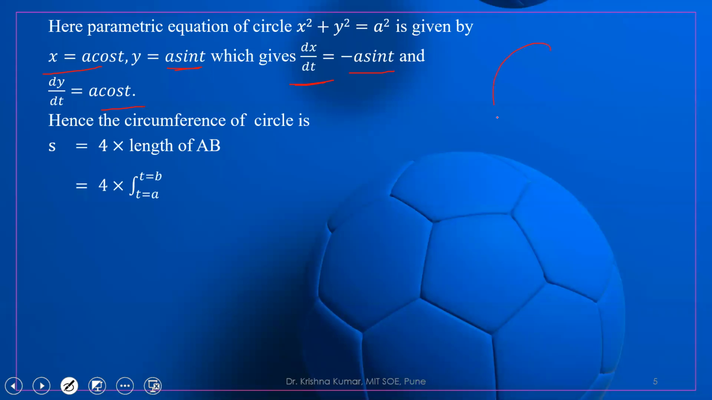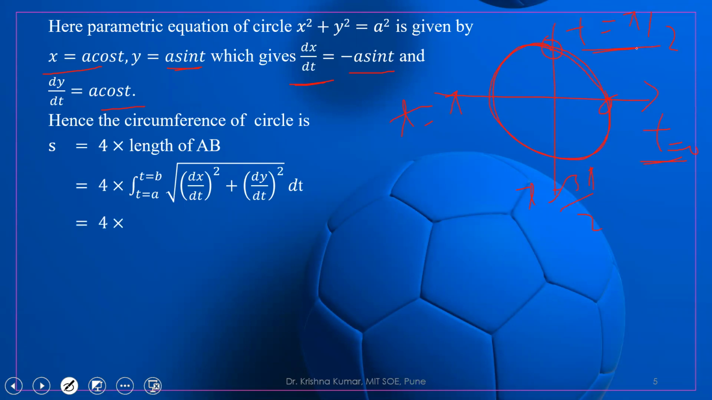Again, if we are given a circle like this, we consider t equal to 0, t equal to pi by 2, t equal to pi and t equal to 3 pi by 2. So instead of finding the whole length of the circle, what we will do? We again find the length of the circle from t equal to 0 to t equal to pi by 2.